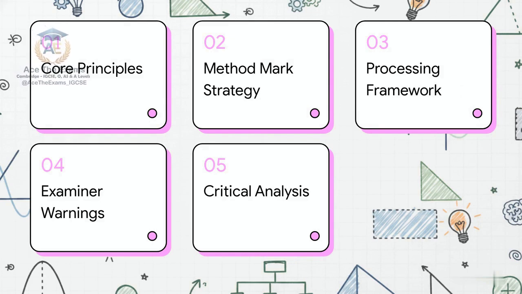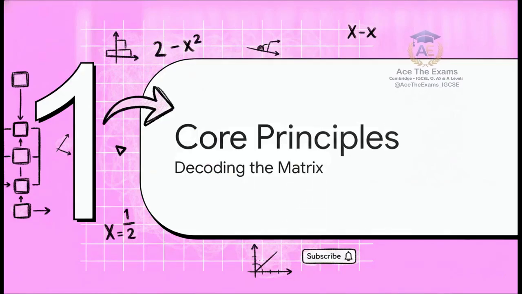Section 1 is core principles. Section 2 is the method mark strategy. Section 3 covers the systematic processing framework. And finally, Section 4, examiner warnings. Let's get right into it. Starting off with Section 1, core principles, decoding the matrix.